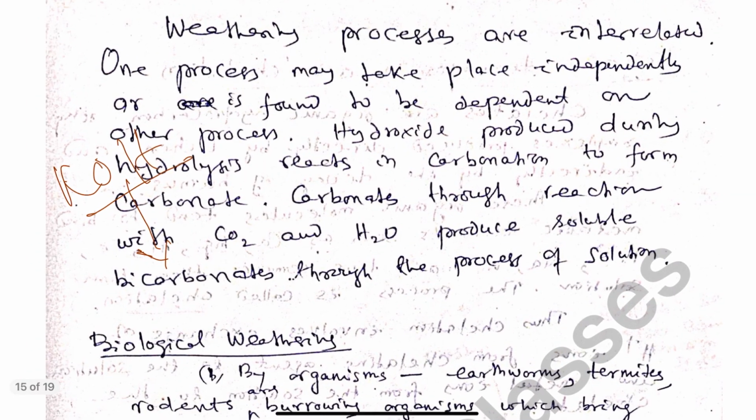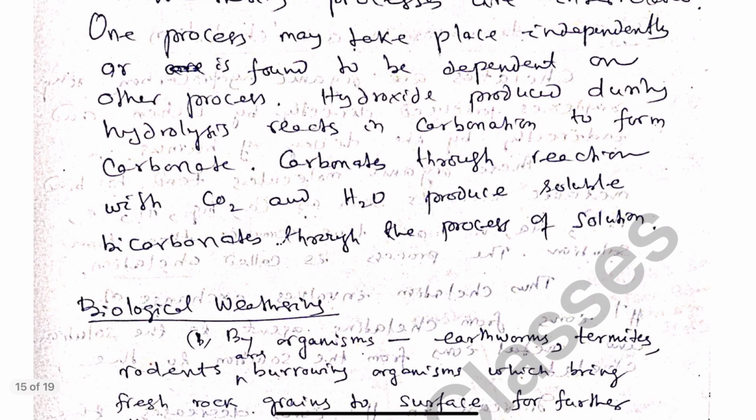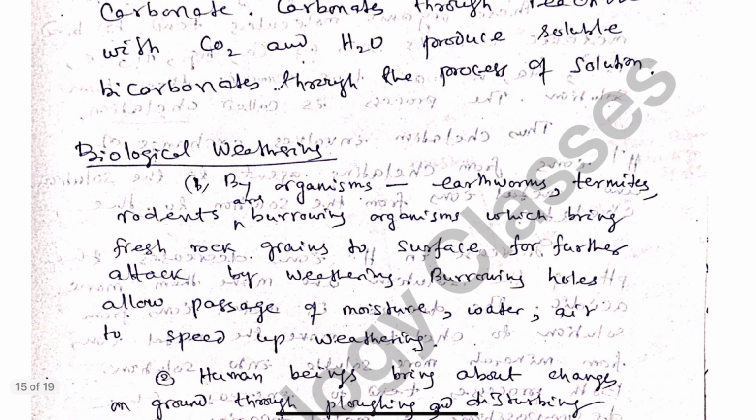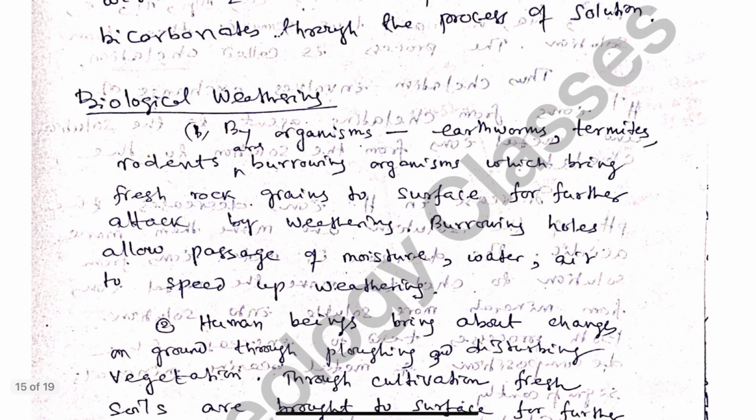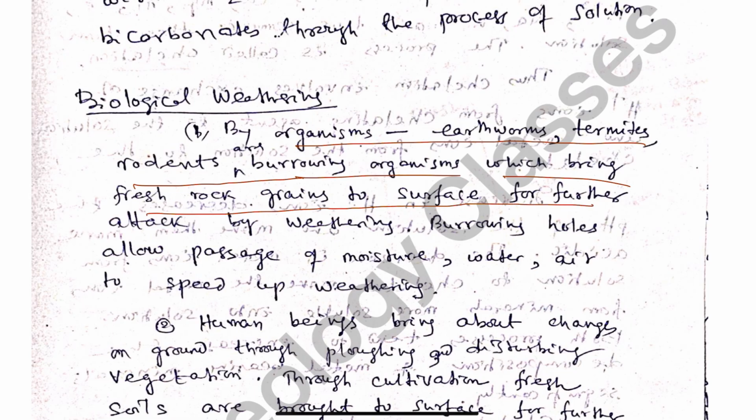Besides chemical weathering, we have another type of weathering, that is biological weathering. It is brought about by organisms. It may be brought about by plants, or animals, by organisms such as earthworms, termites, rodents. They are the burrowing organisms which bring fresh rock grains from the deeper part of the ground to the surface, where they are further attacked by weathering process.